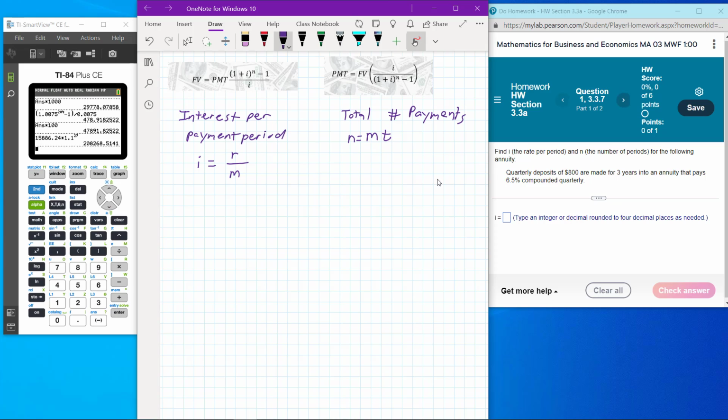Now, in this particular case, we are making quarterly deposits. That tells me that M is equal to 4. Whenever you see the word quarterly, you think 4. We are making deposits of $800, so our payment is $800. You probably don't need that information, but we're going to write it down anyways.